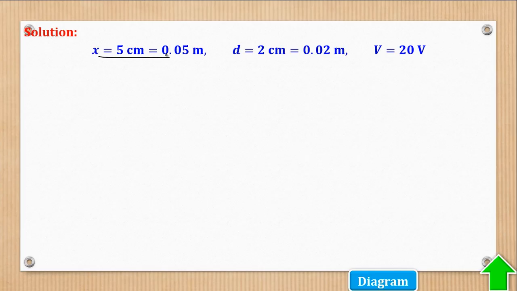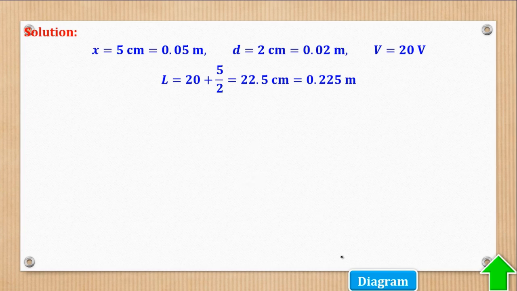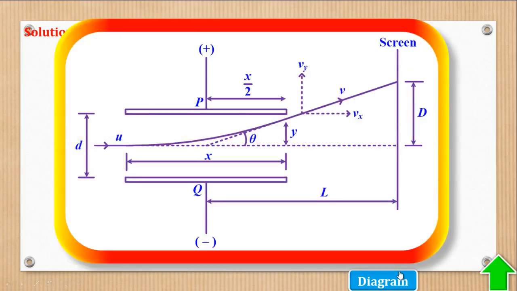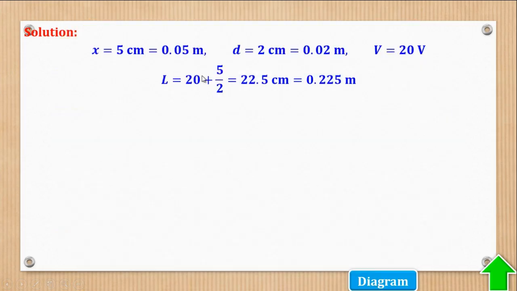Okay, so first we shall have to interpret what was given. So X was given as 5, D was given as 2, so you change to meters, and PD between the plates was given as 20. What about capital L? Remember capital L, if you look at this diagram, the one we drew, capital L was the distance from the center of the plates up to here. Okay, so to get it, we are saying 20 plus 5 over 2.